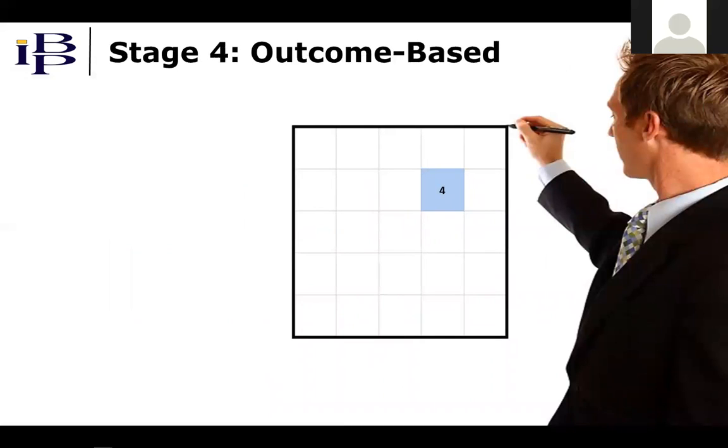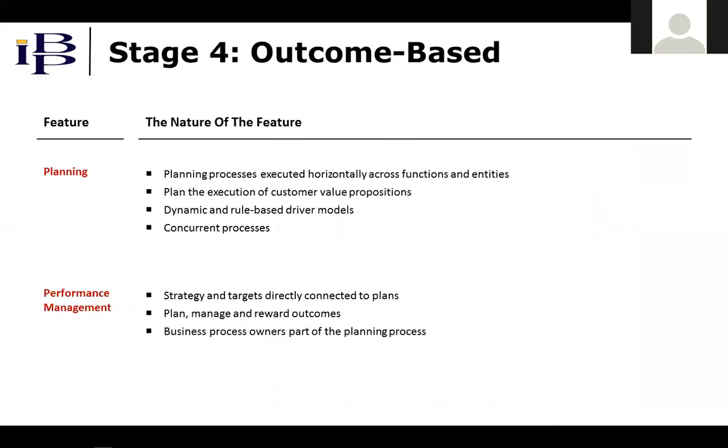So that was stage 3. Stage 4 is what we call an outcome-based planning process. What's different about this process compared to the other one is that this process is executed horizontally across functions and entities. You can plan the execution of customer value propositions. You have more dynamic and rule-based driver models and even more concurrent processes. From a performance measurement perspective, strategy and targets are directly connected to plans. You can plan, manage, and reward outcomes. And business process owners become part of the planning process.